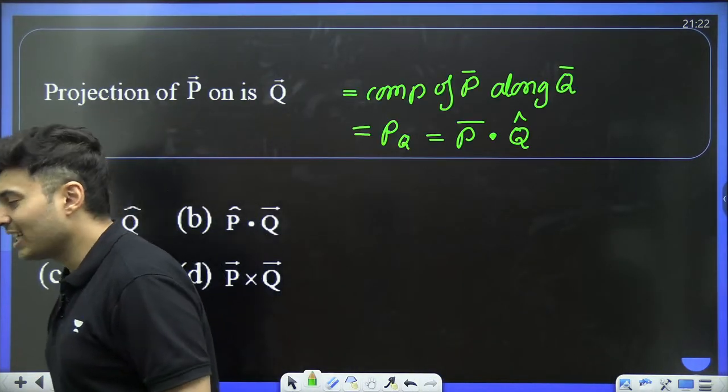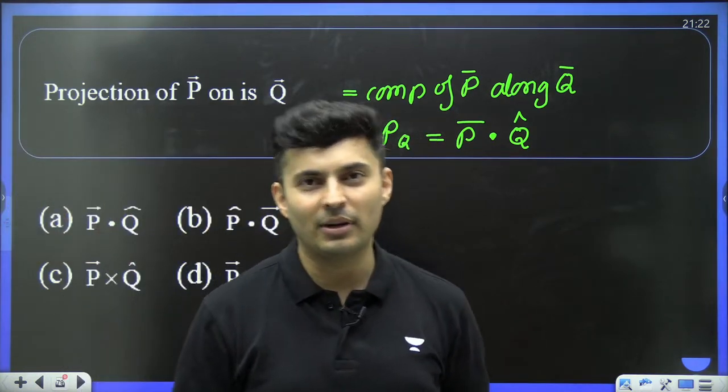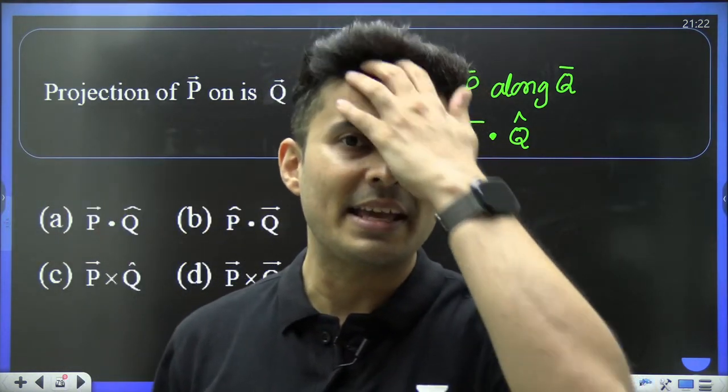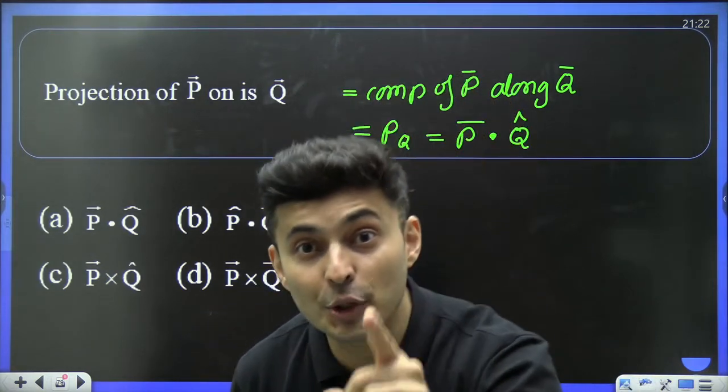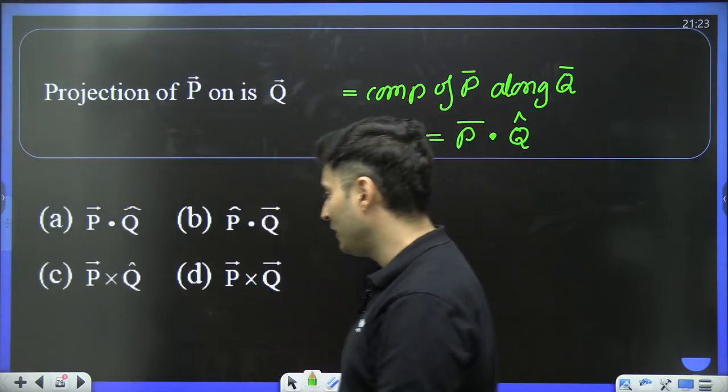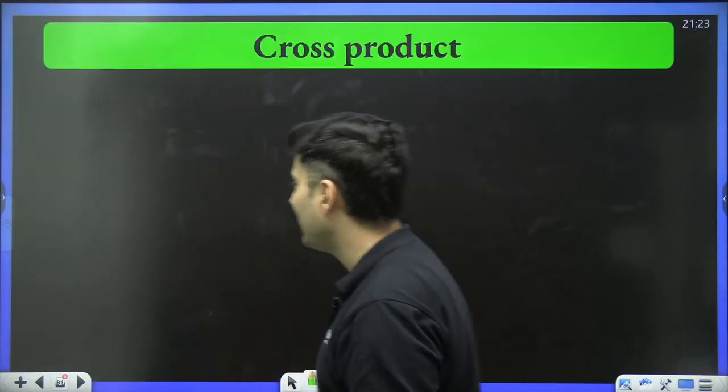Very good. What is A for? Not A for Apple. A for AFMC. A for AIIMS. That should be always running in your mind. Don't forget that. Moving on to the next.